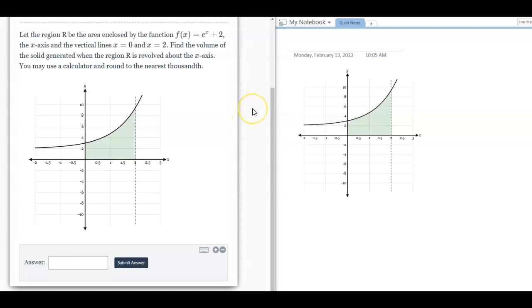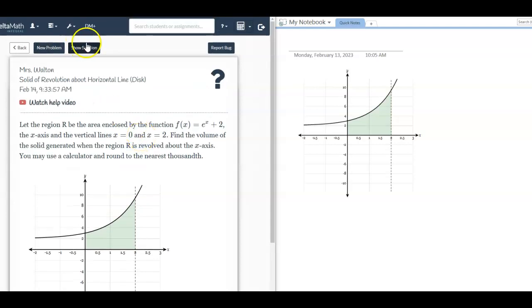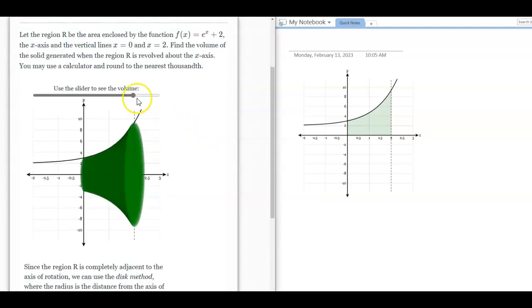Hello, today we are going to be going over two volume of revolution examples. Today we are simply focused on horizontal lines. Tomorrow we are going to be working on vertical lines. So first example, we are simply revolving around the x-axis. This is my region and I'm going to revolve it around the x-axis. I'm going to go ahead and show you what that solid looks like.